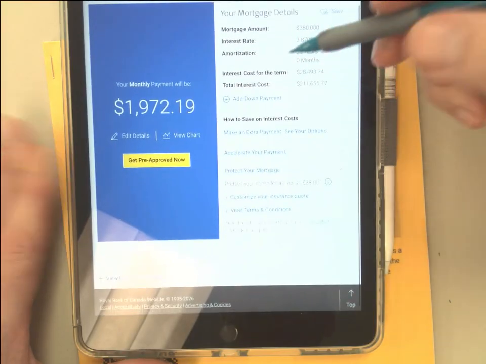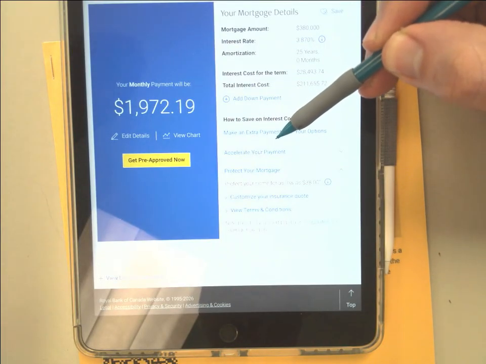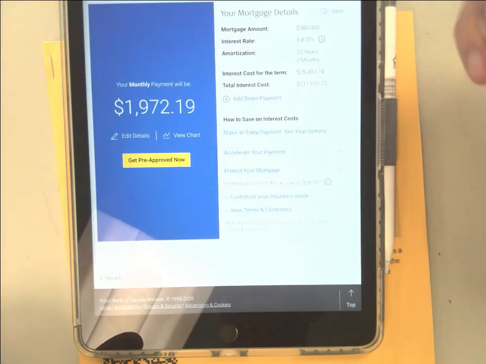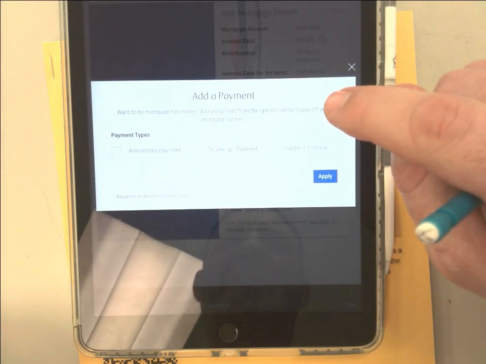Here is the one I need you to pay attention to: how to save on interest, because the bank is going to charge you a lot of interest. You're going to find out soon, okay? Let's make an extra payment. Click on that.